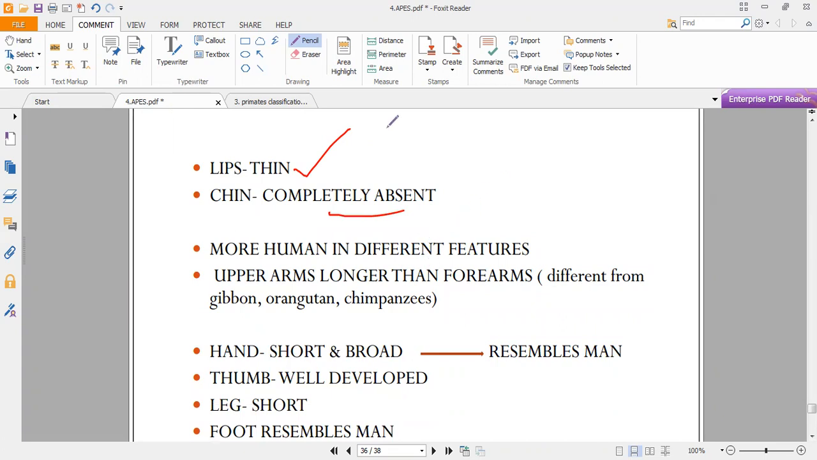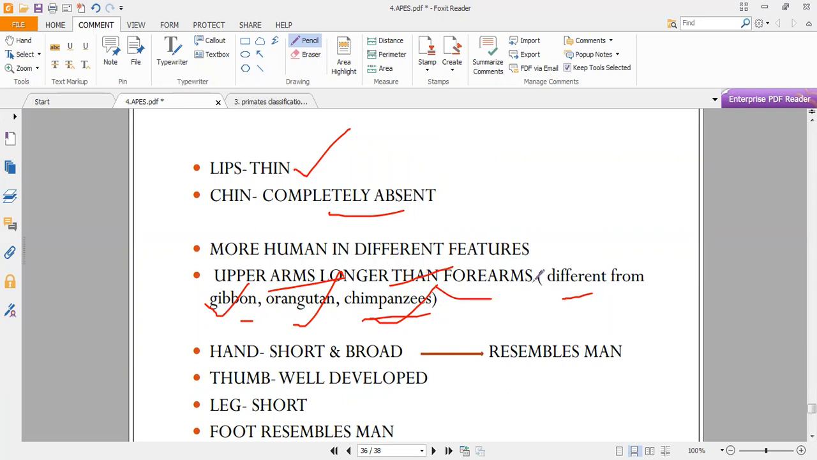We can find more human features compared to other apes. We can connect the gorillas with humans. For example, upper arms are longer than forearms. In all the apes we have seen, it is different from gibbons, orangutan, chimpanzee. What we have observed in gibbon, orangutan, and chimpanzee is that they have longer forearms than the upper arm. But what we have observed here is that they have longer upper arms compared to the forearms.